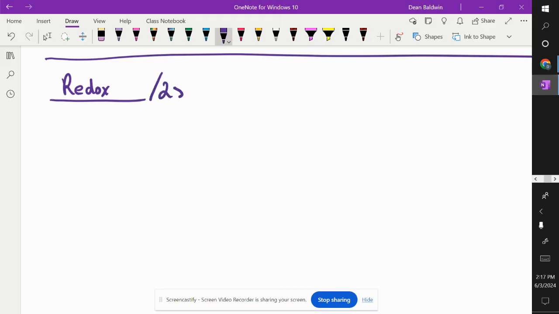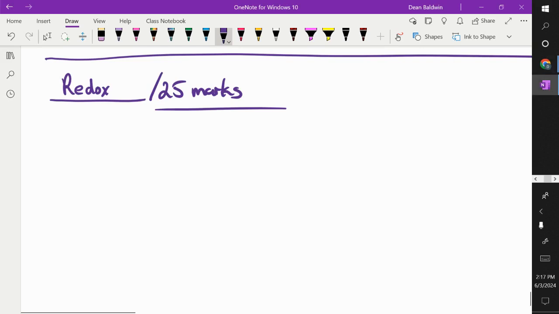Out of 25 marks. Let's do the short answer first. So the short answer, there is a 3-mark question where you must balance the redox.